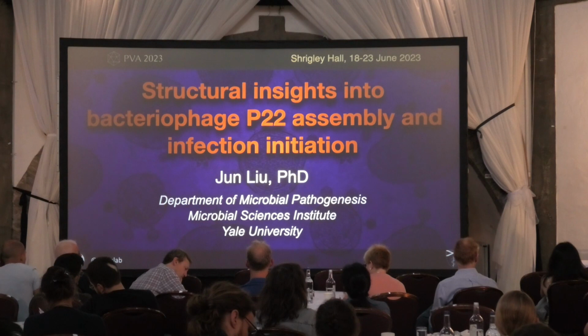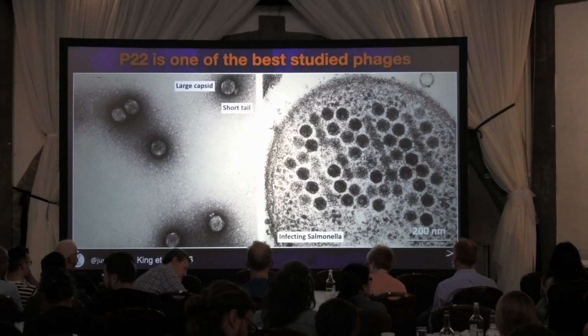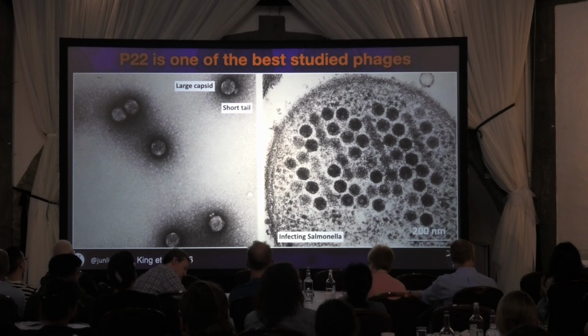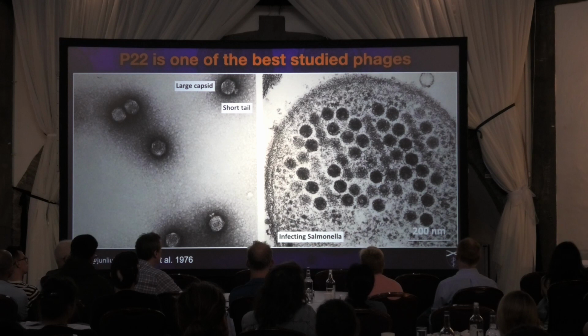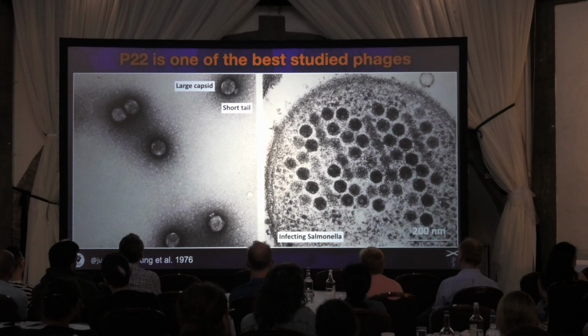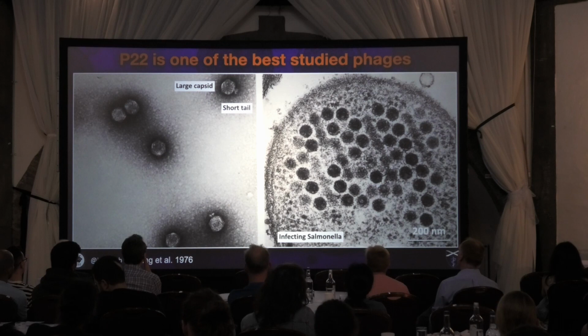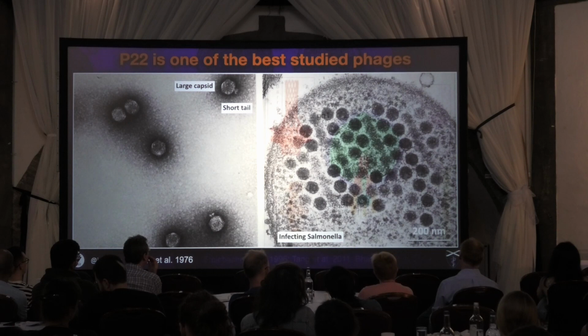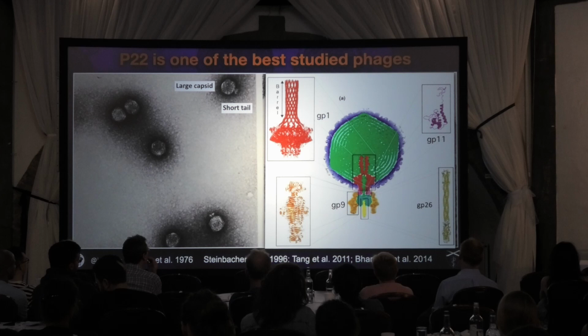Let's start. One of the phages, probably one of the best understood phages, we already heard a lot about during the meeting, and in many of the posters you can see a lot of detail. So I want to start with this almost 50-year-old picture. You can see the phage with a large capsid and short tail, infecting Salmonella. It's structurally probably the best studied phage because there are so many crystal and cryo-EM structures, and many of the experts are here, so there are some beautiful structures.